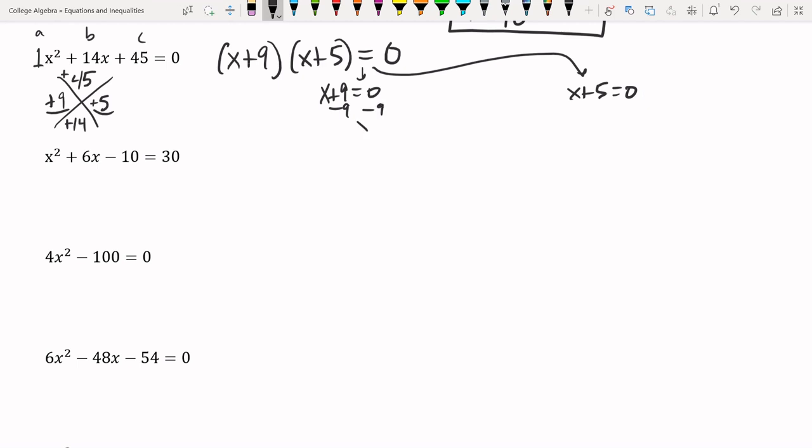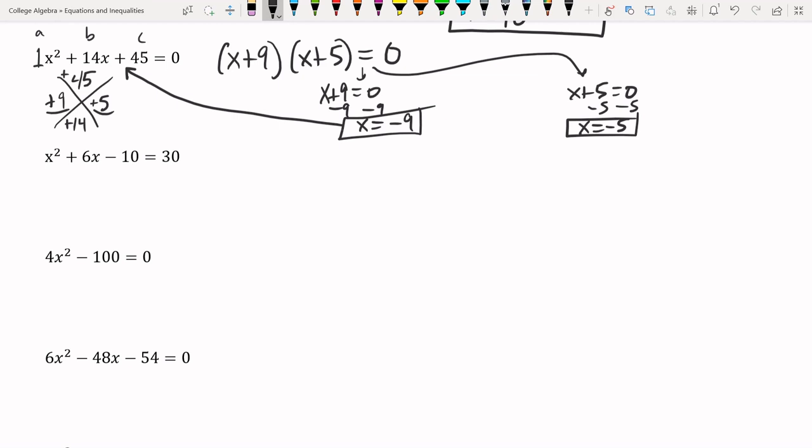Solving this for x, we get x equal to -9. Solving this one for x, we get x equal to -5. And so we have two answers, -9 and -5, that give us 0. You can, of course, test these by plugging them into here. Just use a calculator to test them, and you'll see that you get 0 equal to 0 for both of them. And so you get true statements, so you know it's correct.